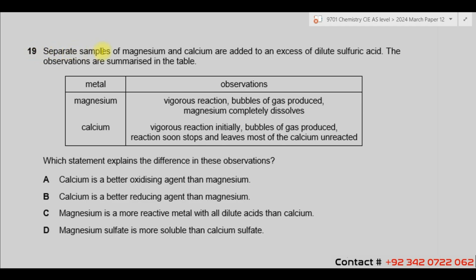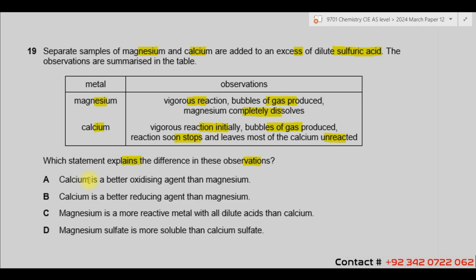Question 19. Separate samples of magnesium and calcium are added to an excess of dilute sulfuric acid. The observations are summarized in the table. For magnesium, the reaction is vigorous, bubbles of gas is produced, magnesium completely dissolves. For calcium, vigorous reaction initially, bubbles of gas is produced, then reaction soon stops and leaves most of the calcium unreacted. Which statement explains the difference in these observations?